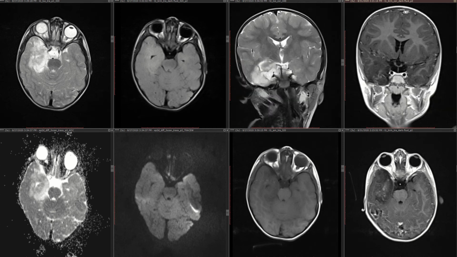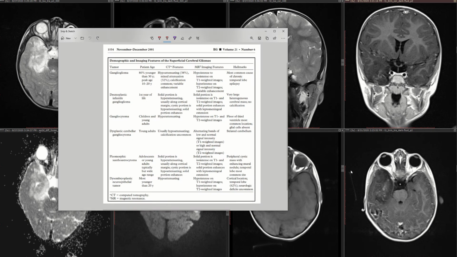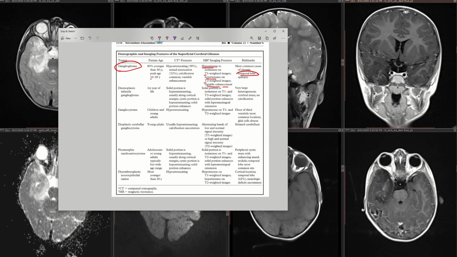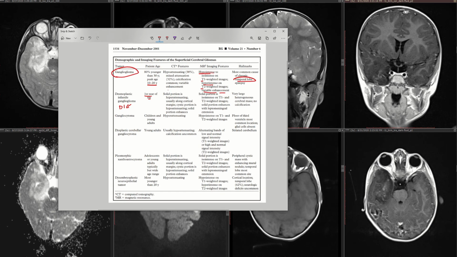So let us see how much that paper can help us. So here we go. Hyperintense on T1, hyperintense on T2, variable enhancement, temporal lobe, this fits. Even the peak age is 10 to 20 years. Then DIG, does DIG fit? Okay, first year of life. Okay, the solid portion is hyperattenuated, so we don't have CT here.